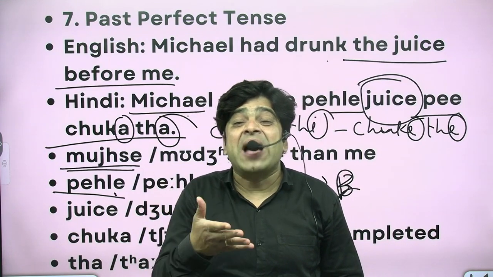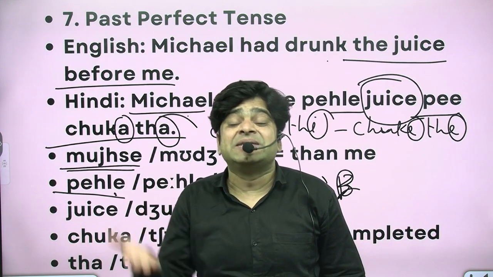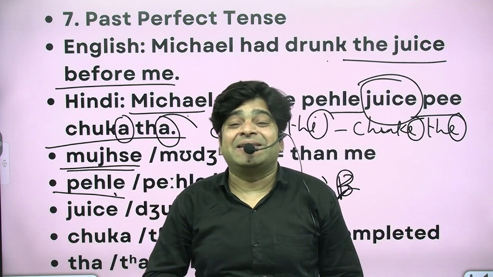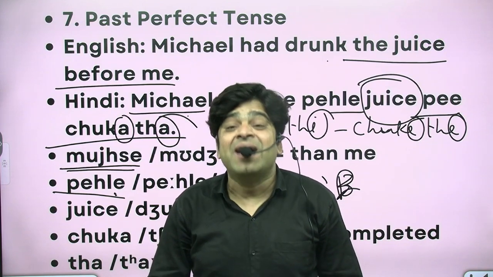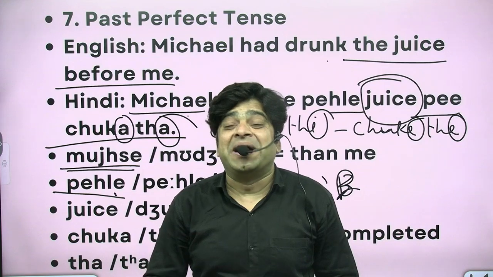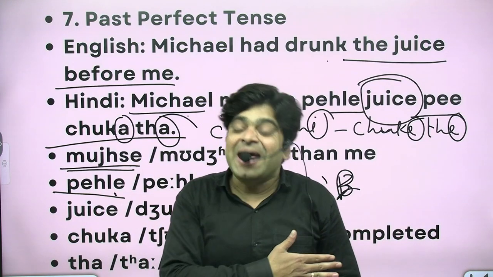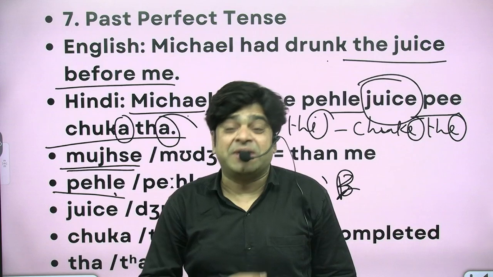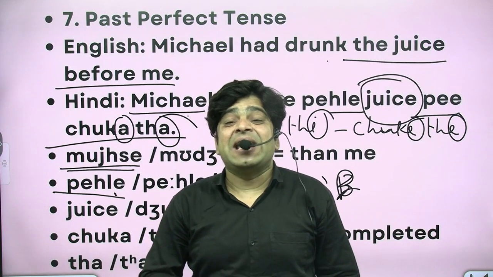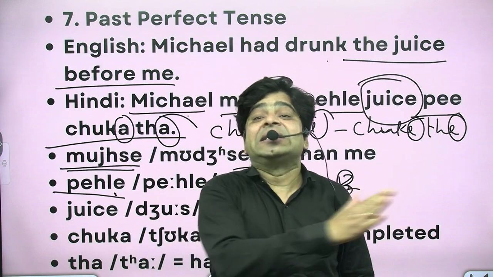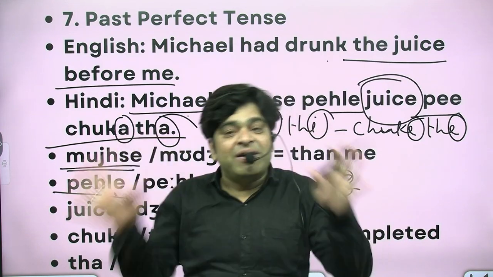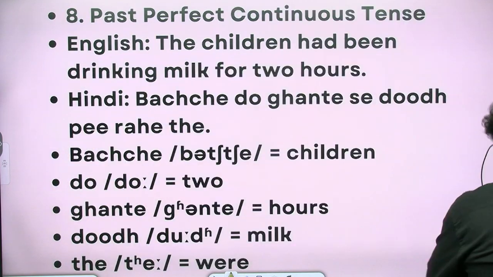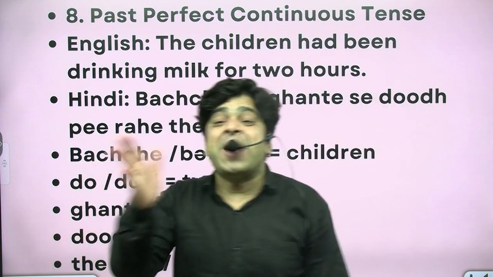If Michael's wife or Michael's daughter or Michael's son speaks about him with respect, as it is spoken in India, he'll be treated in subject verb agreement as चुके थे. If I want to speak about someone with a lot of respect in a formal sense, I'll say Michael ne juice pee chuke the, not chuka tha. But generally, as it is singular, it's chuka tha. Got it?